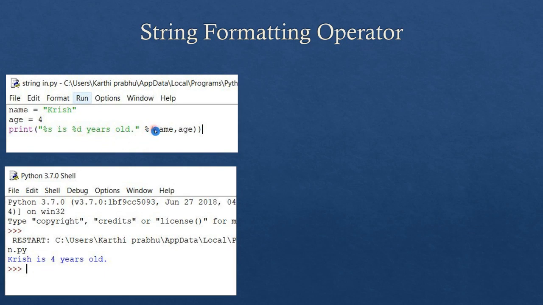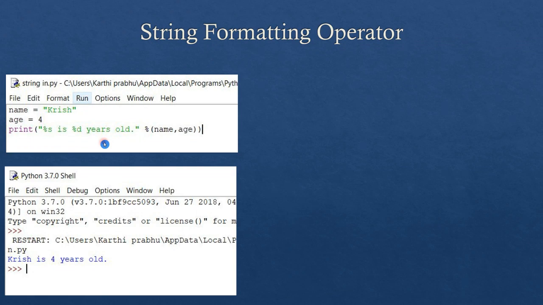Percentage. Then again it will go to the percentage. It will check the next variable because the first variable has already been taken. So now it will check the next variable. It is age. It will go here. Variable is assigned with the value as 4. Now the interpreter will take this 4 and print it here on the screen. Next it will come back here, years old. So now the text is completed. Now the statement is completed as Krish is 4 years old. Okay, but here we didn't give any values directly in the print statement. So this is the use of string formatting operator.